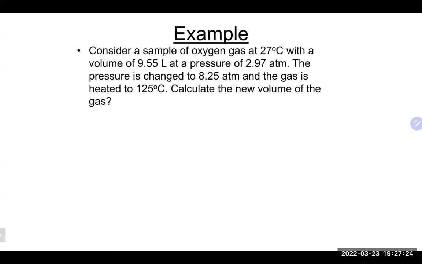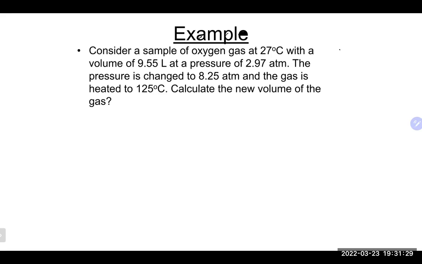All right, so why don't we try one here and see how our rearranging skills work. Consider a sample of oxygen at 27 degrees Celsius with a volume of 9.55 liters and a pressure of 2.97 atmospheres. Pressure is changed to 8.25 and heated to 125. What is the new volume of the gas? So take a couple minutes, see what you come up with. Okay, let's take a look.